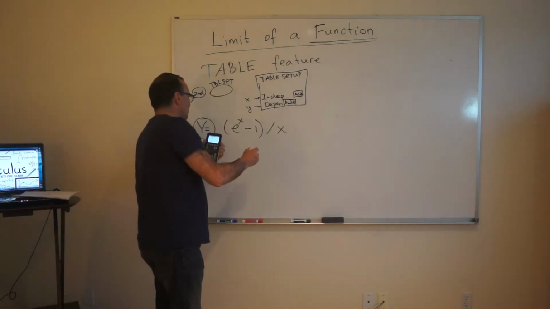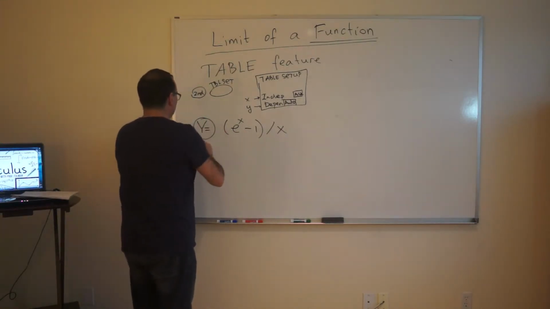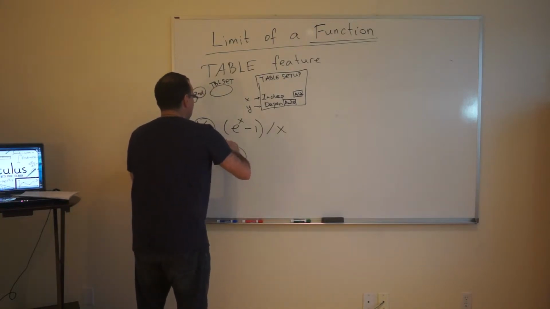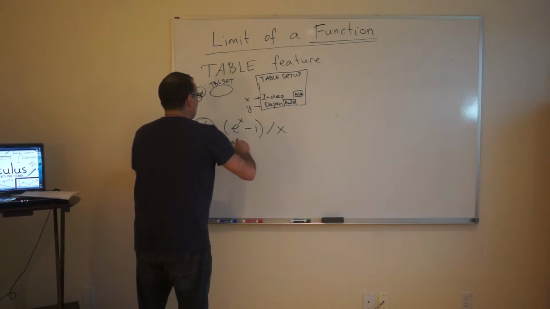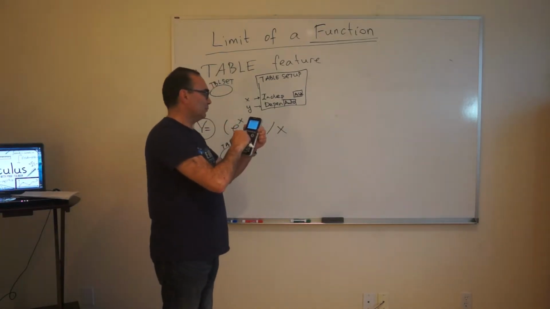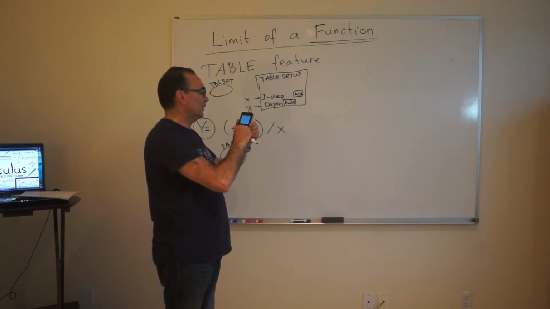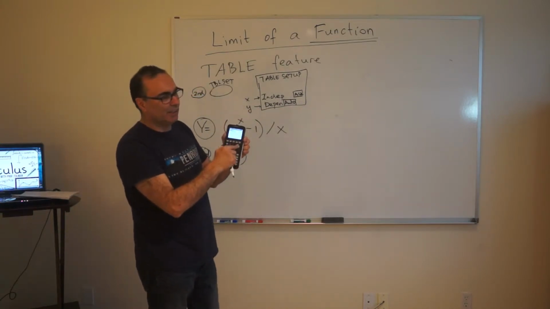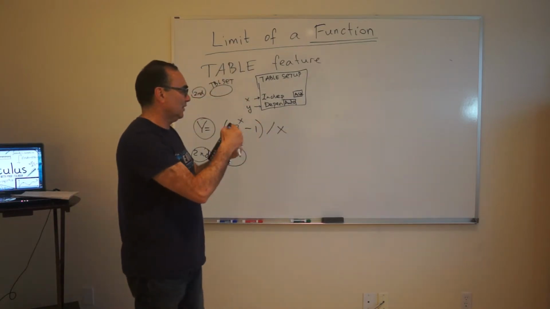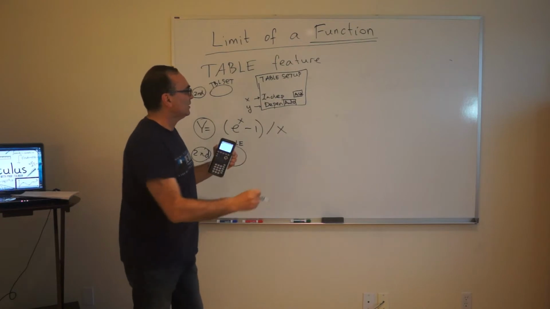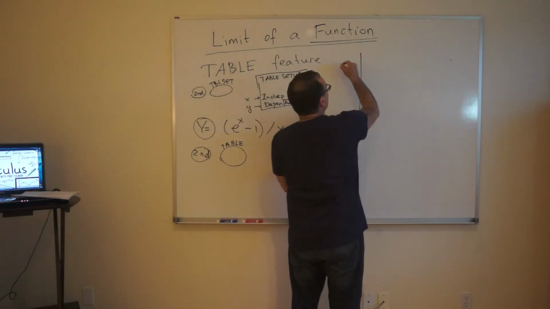After it is done, you press second table. Table is located above the key that is labeled graph. So if you press second first, then it will show table instead of graph. By default this table is clear, but if it's not clear, you press delete to delete everything. So this table looks like this.